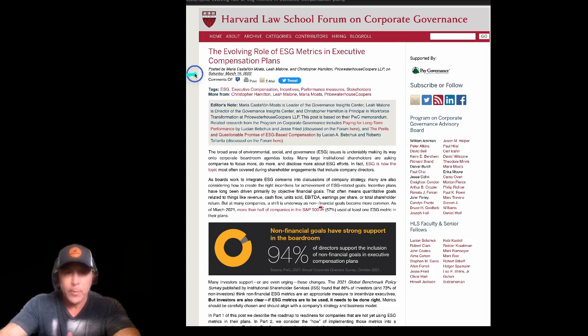Most of the good position papers came out from 2019 through 2022, but I like the Harvard Business Review. The headline is Evolving Role in ESG Metrics in Executive Compensation Plans. The point I'm trying to drive home is ESG and these S&P 500s as an example, they're just getting started. So ESG score, it does matter.